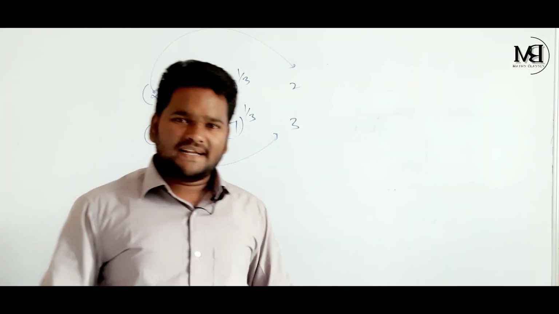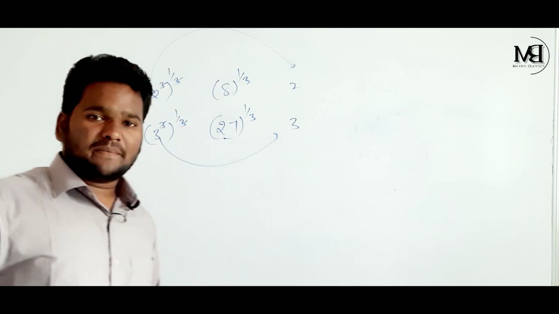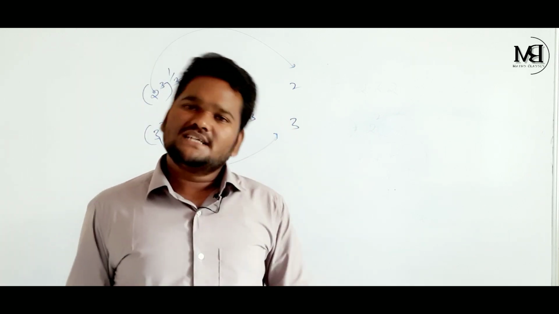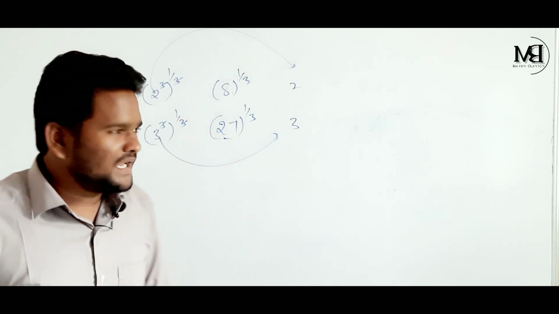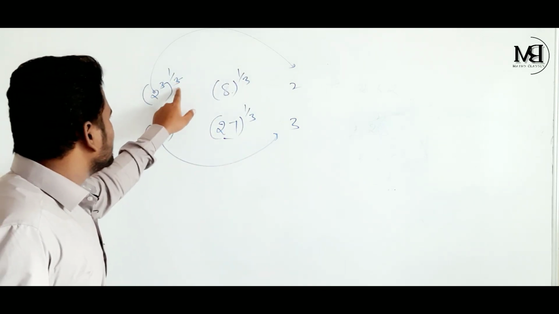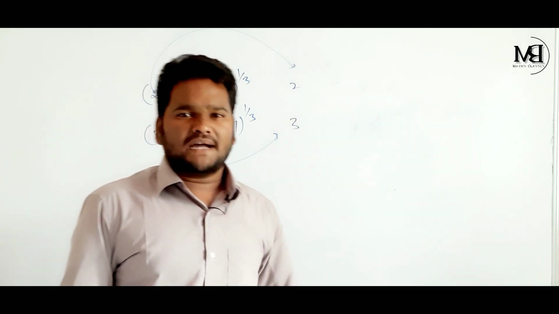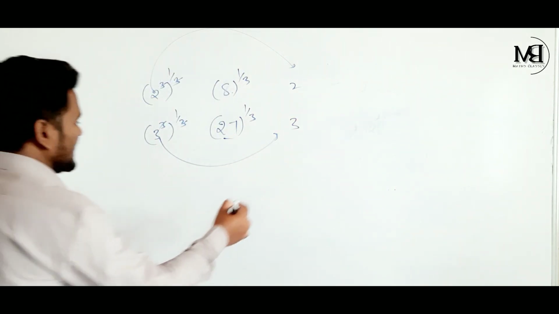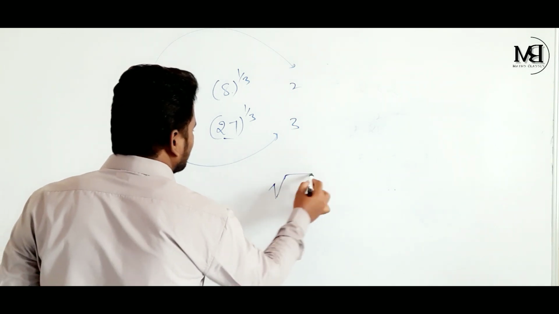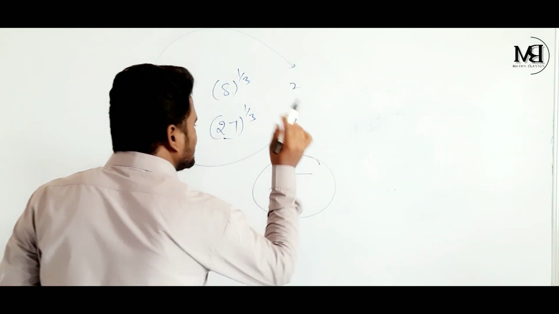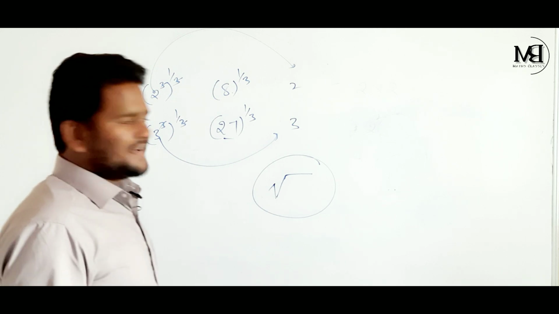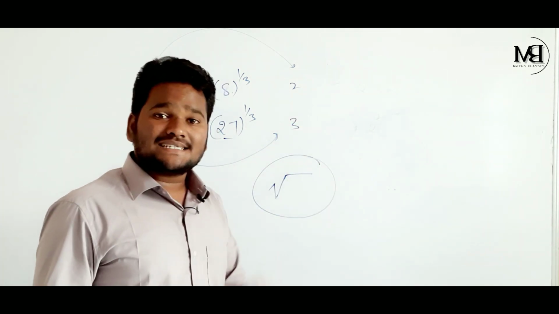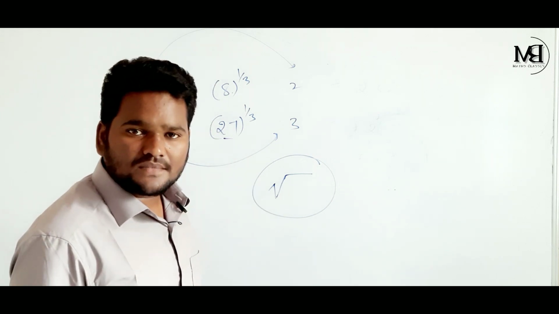Okay. See, my dear children, here our mathematicians used one symbol which is equivalent to this power 1 by 3, power 1 by 2, power 1 by 4, and that is root. That is root, my dear children. This is called root, otherwise radical sign. This root is known as radical sign, my dear children.